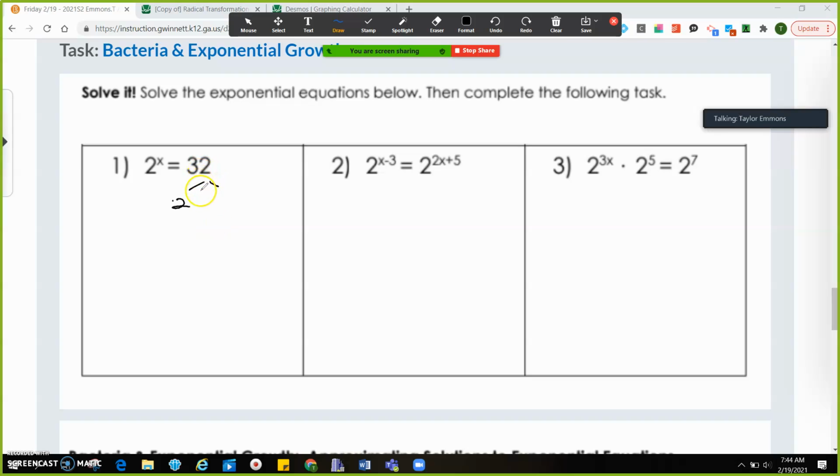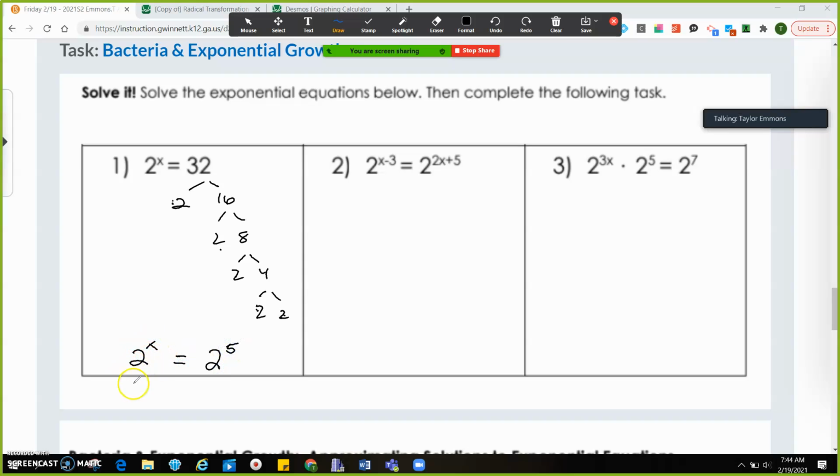Okay, so for instance, if I divide it by 2, I'm going to get 16. If I divide that out, I'm going to get 8, and all the way down until I have no more 2's. So how many 2's do I have? 1, 2, 3, 4, 5. So 2 to the 5th power is 32.